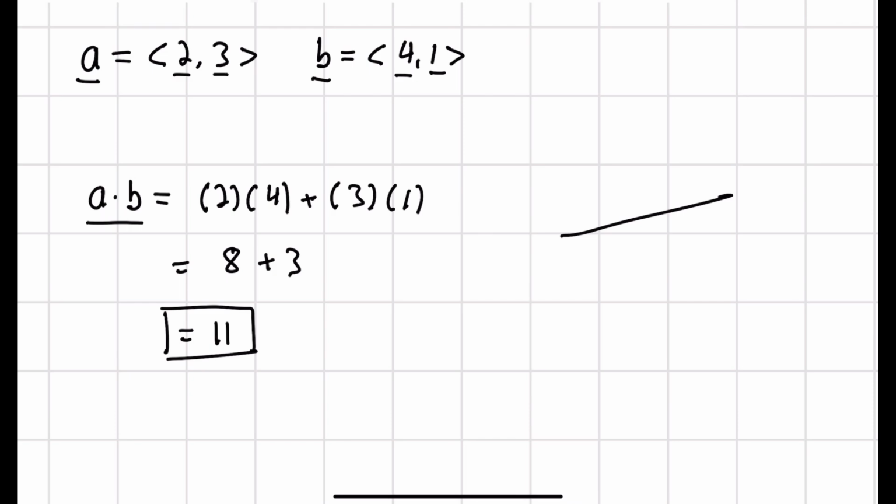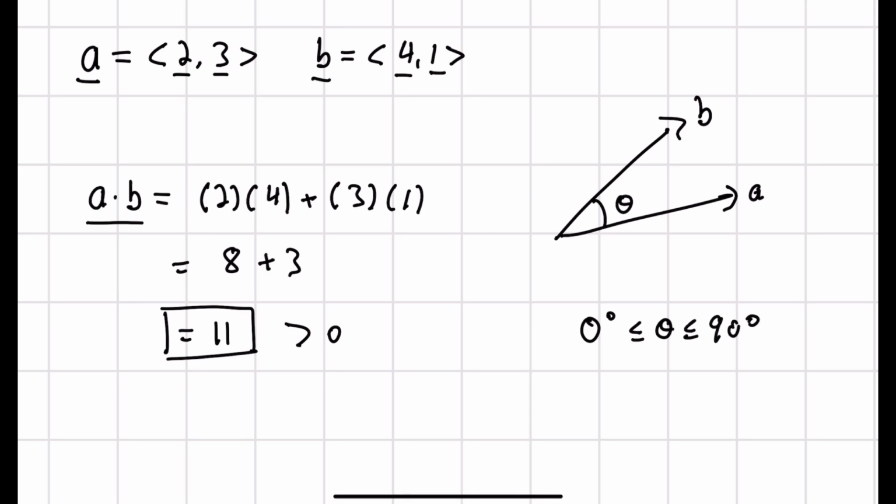So let's say we have vector A and vector B, and then the angle between these two vectors, if the dot product is positive, like what we have here, then the angle is somewhere in between 0 degrees and 90 degrees.